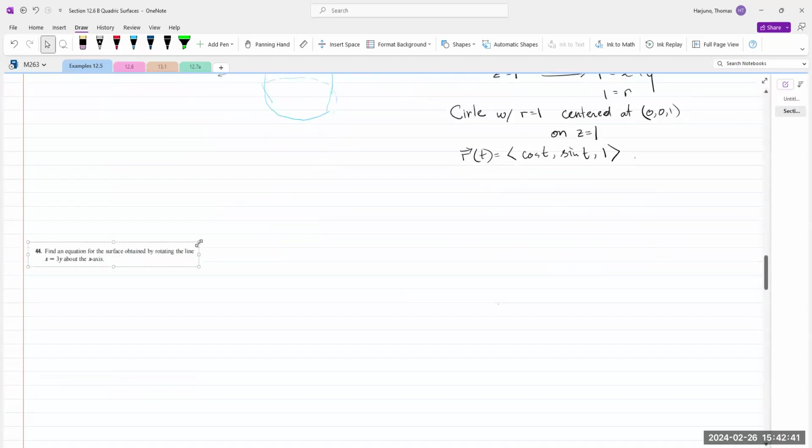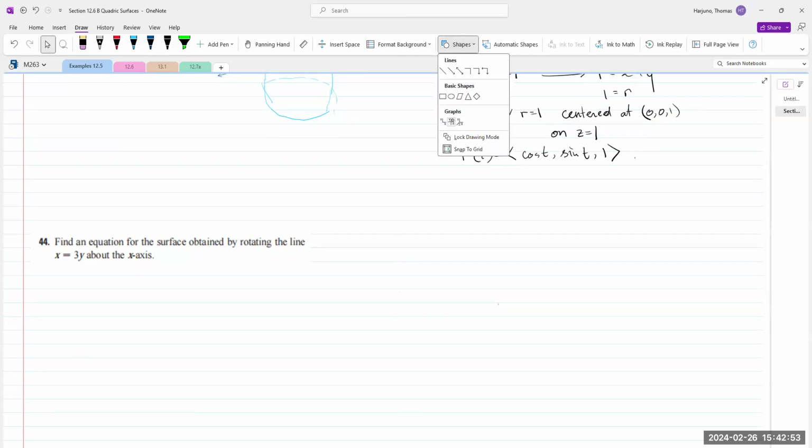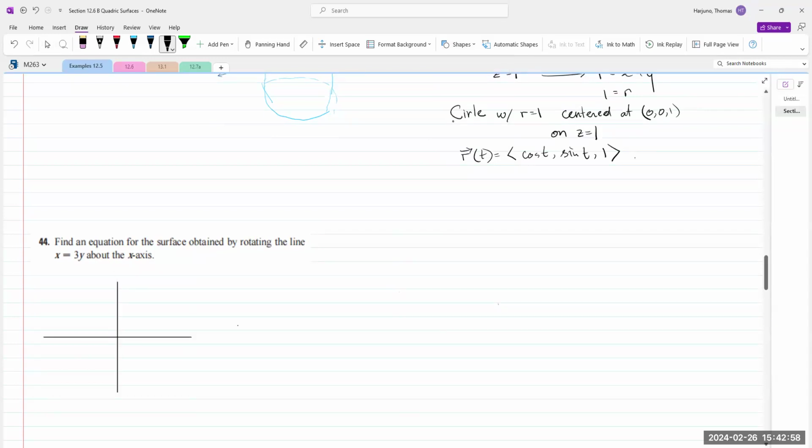Okay, let's see. Find the equation of the surface obtained by rotating x equals 3y about the x-axis. Okay, so if I have 2-dimensional xy, x equals 3y means the slope is 1/3, right? Approximately like this. And if we rotate that with respect to the x-axis, we will get a cone. Is it right? To be more precise, maybe we call that a bicone.